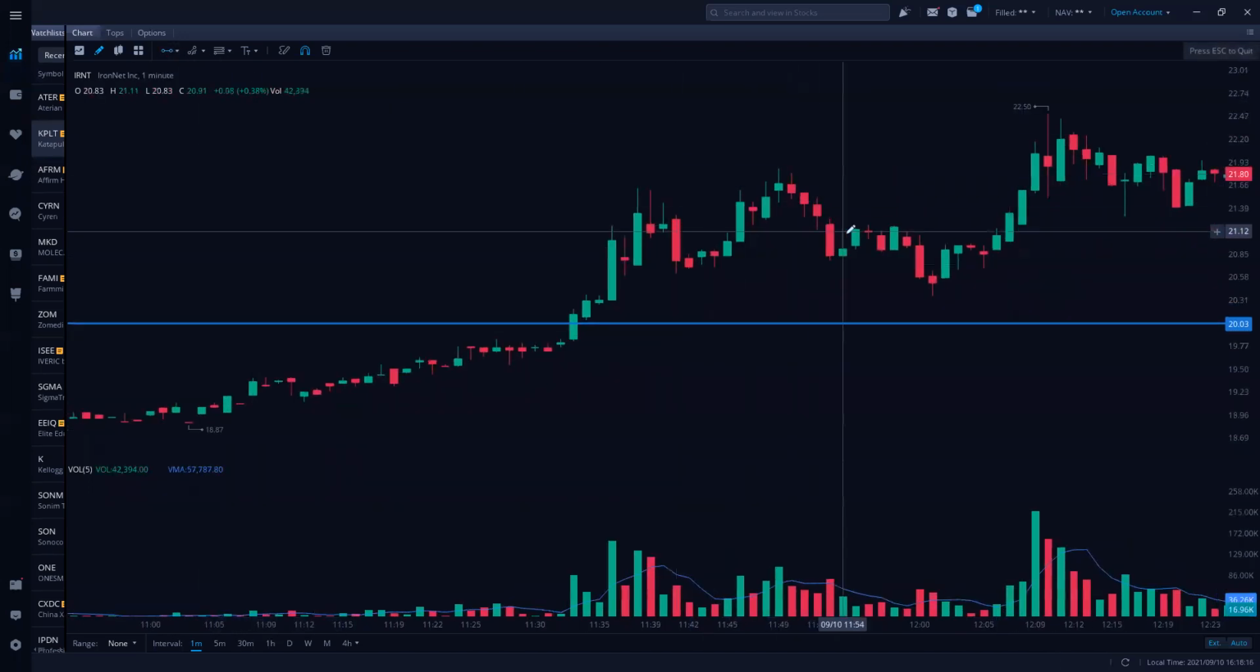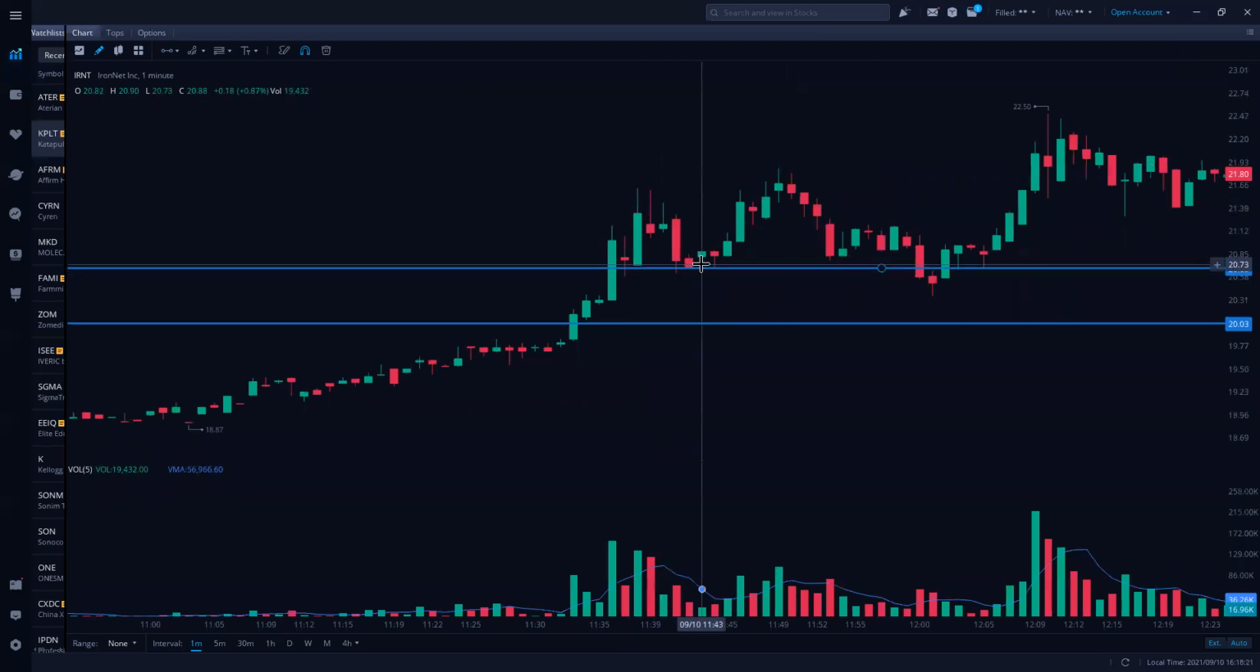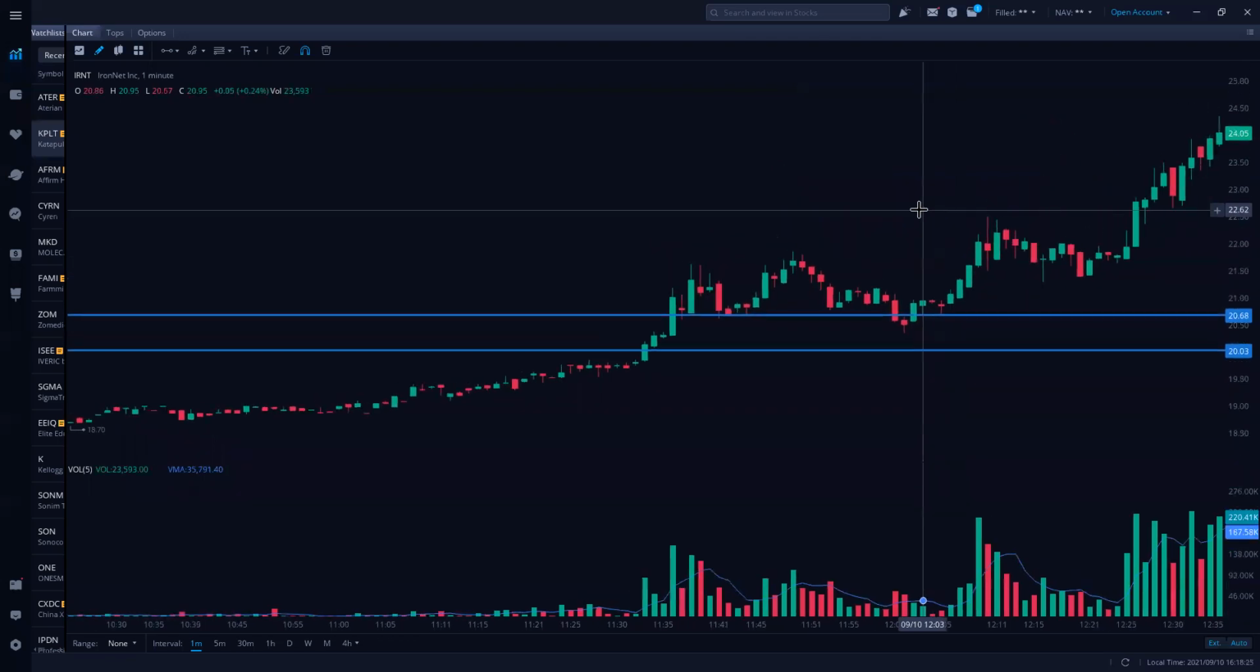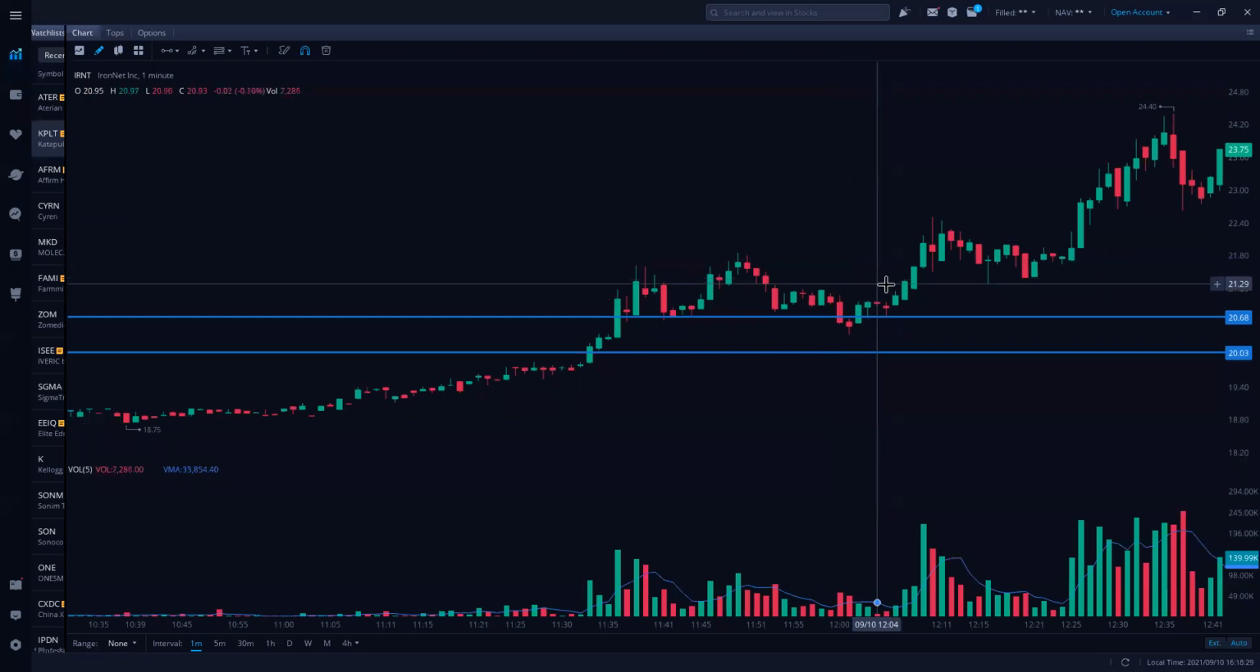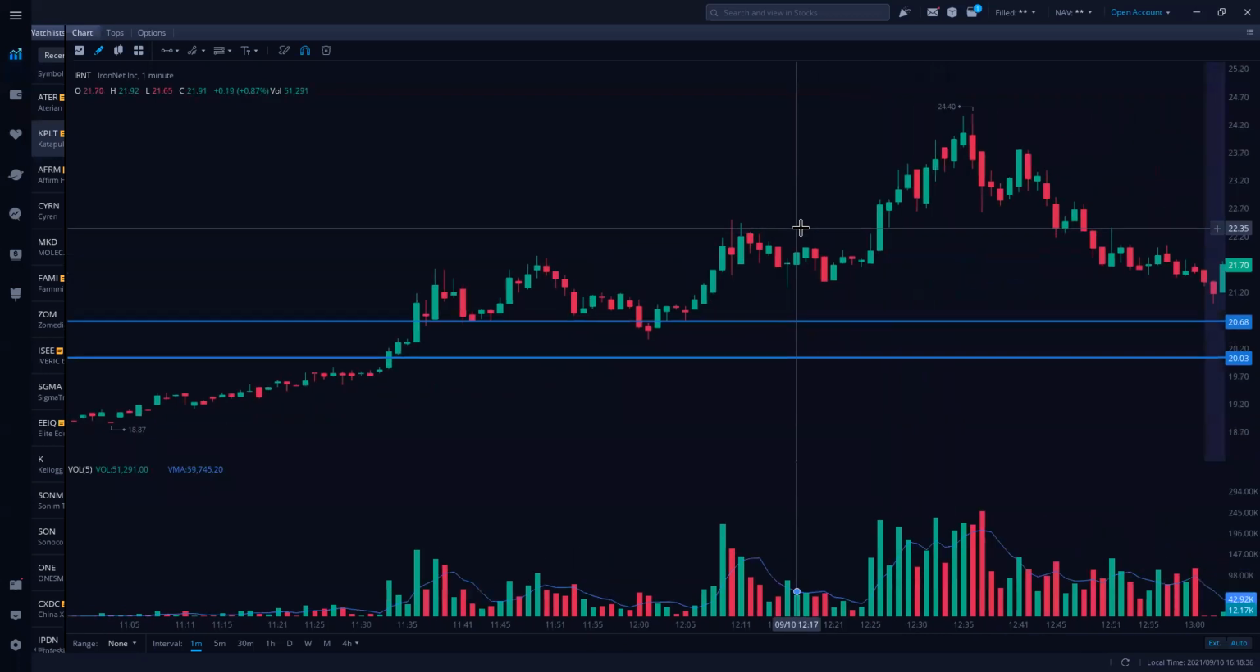So that's how you identify basically your support, because when it came down to this area, it bounced off. And then when it came down to that same area, it bounced again. So that's how you identify support. And then you could be like, oh shit, the third time it comes down to this line right here, I'm going to buy and stop out right under. But yeah, I just kept making new highs.